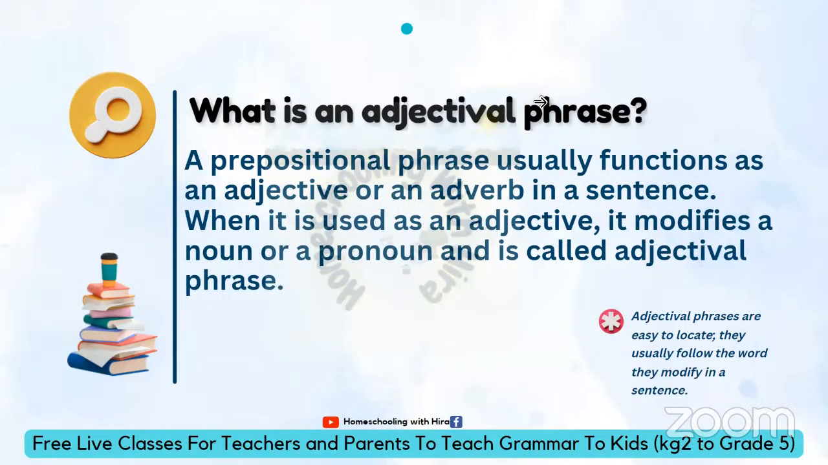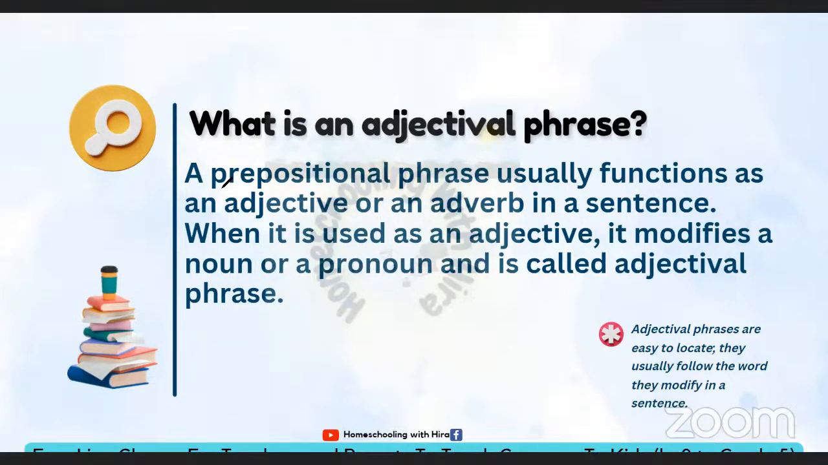What is an adjectival phrase? Again, it's very simple. You now know about prepositional phrases, right? A prepositional phrase usually functions as an adjective or an adverb in a sentence. ठीक है? First, I told you what prepositional phrases are: phrases that start with a preposition and add a noun or pronoun. ठीक है? Now, I'm telling you about adjectival phrases.